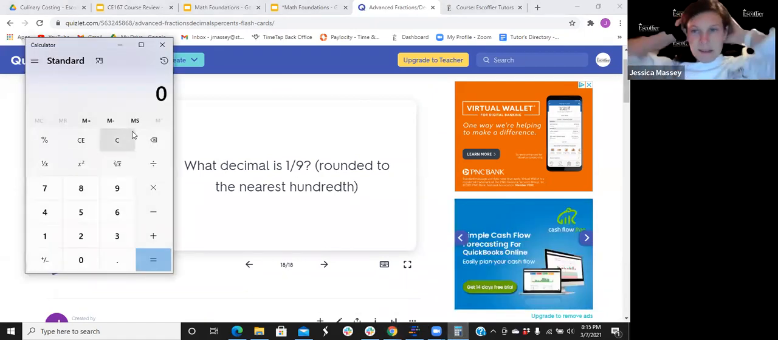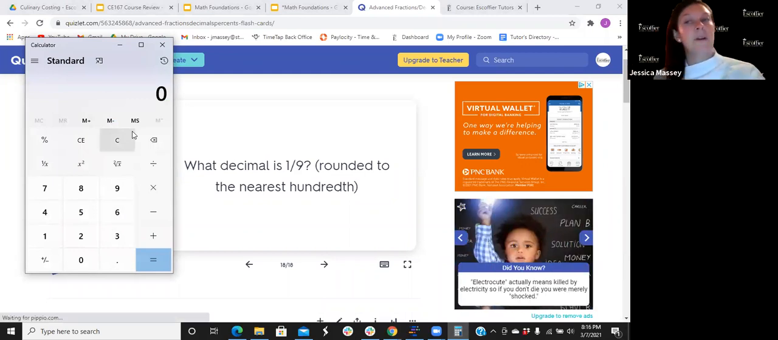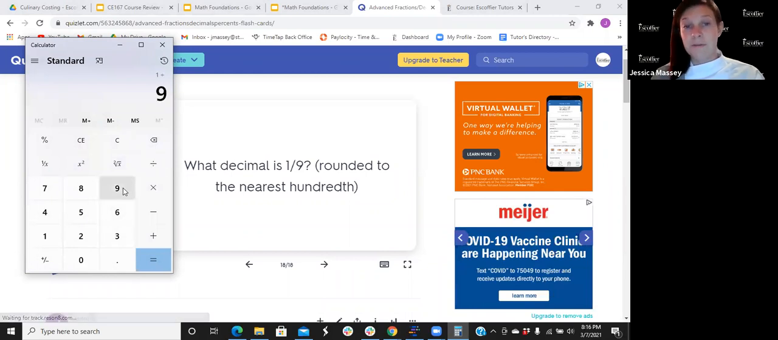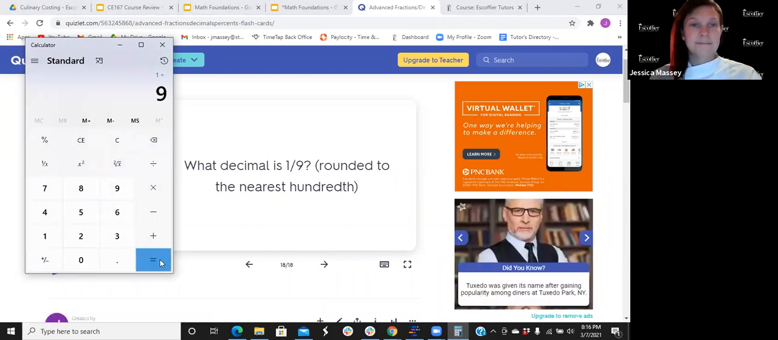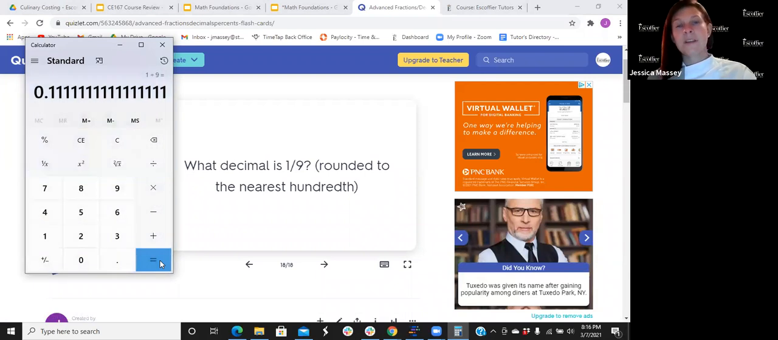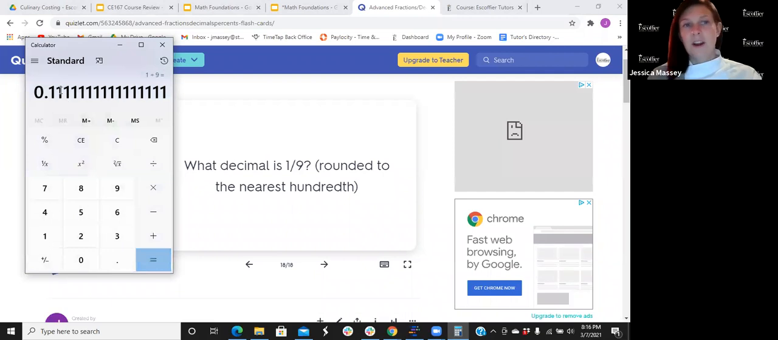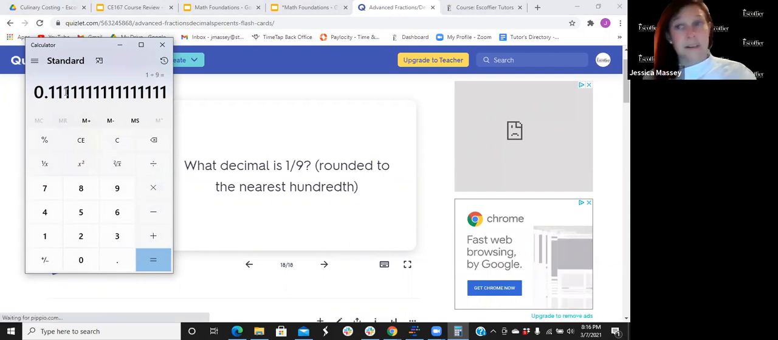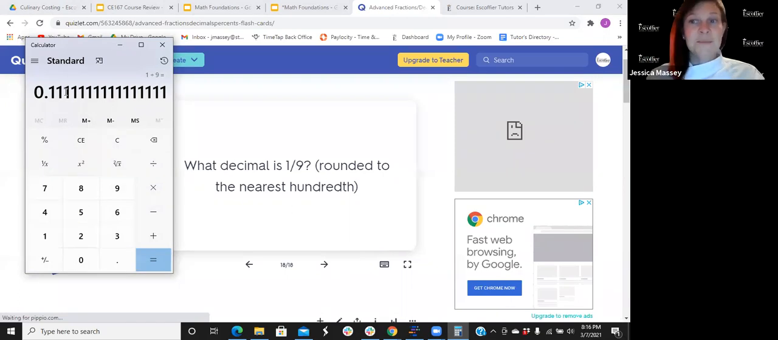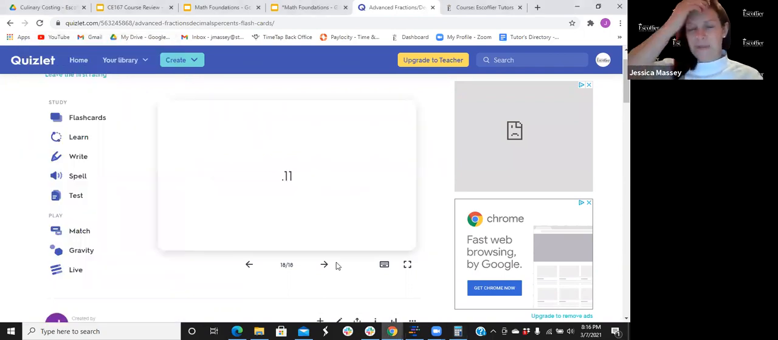So again, you would take that top number, you would divide it by that bottom number, and then you would round to the nearest hundredth. So your hundredth place would be the second one. You look at that one. You look to the number to the right of it, which is this third one. This is a terrible example because they're all ones. But anyway, that one basically means it stays the same. So it'd be 0.11 is your answer. If you got that, great.